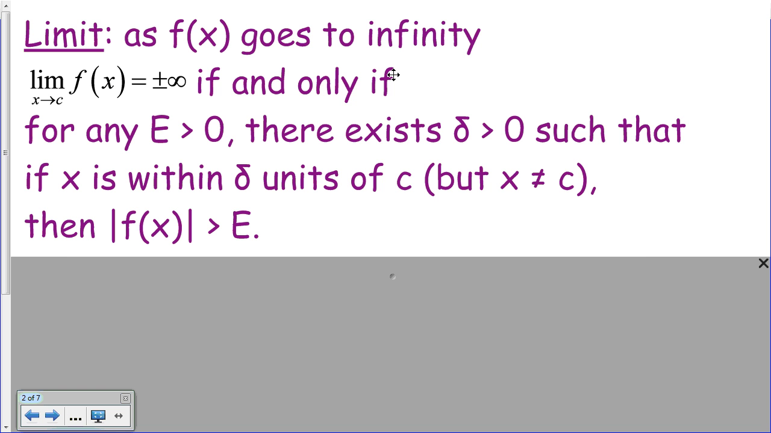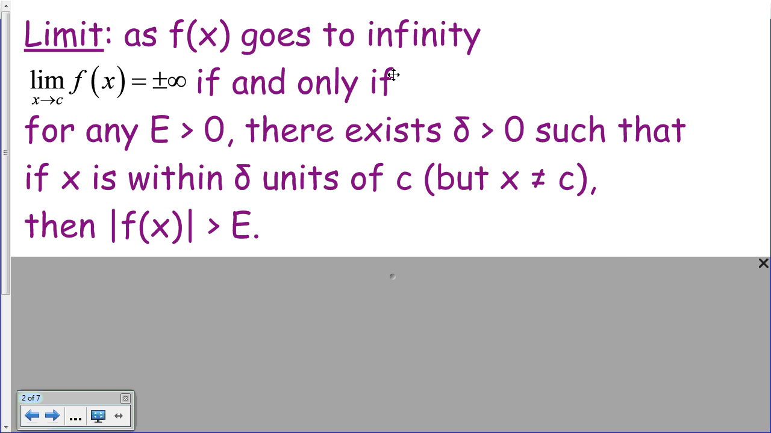If and only if, for any e greater than 0, so instead of using epsilon there, we're using e, there exists a delta greater than 0, such that the following is true. If x is within delta units of c, but not equal to c, so again, delta is some restriction around our domain here. It's a restriction around c. Then the absolute value of f of x is greater than e.